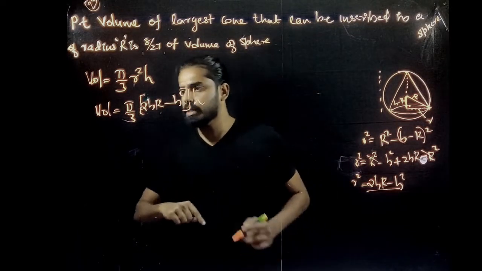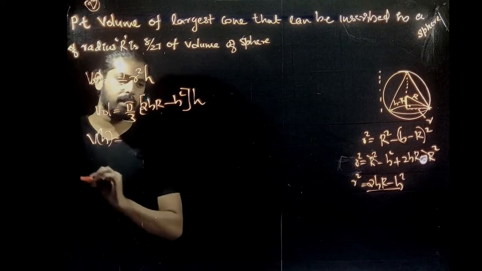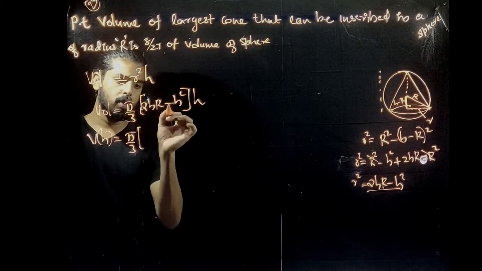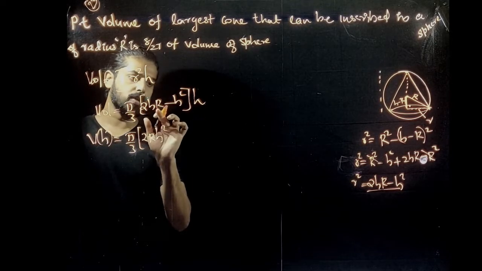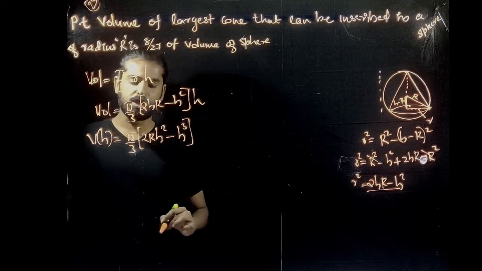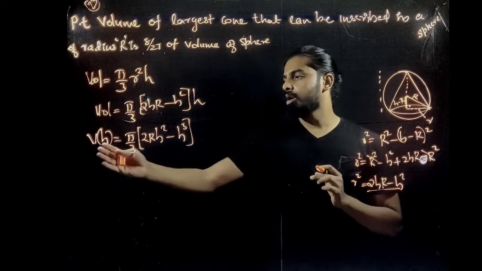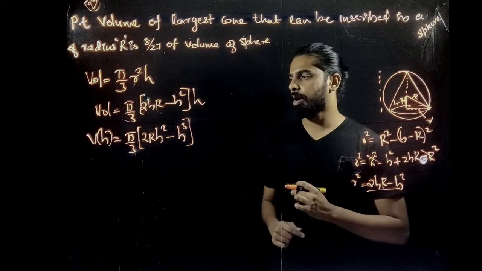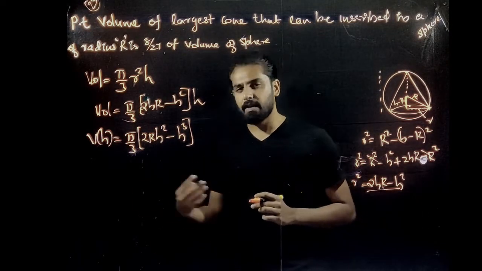So we can write this as volume in terms of h, V of h. This is a function, so we can multiply h inside. So this becomes pi by 3 into (2R h square minus h cube), where 2 and R are constant. Now this is the volume in terms of h. Now we got the function V of h in the form of y equal to f of x. Now we have to differentiate, find the point of maxima, second derivative and all.